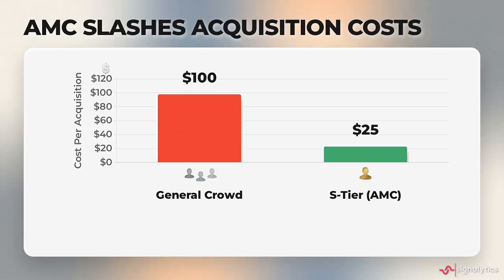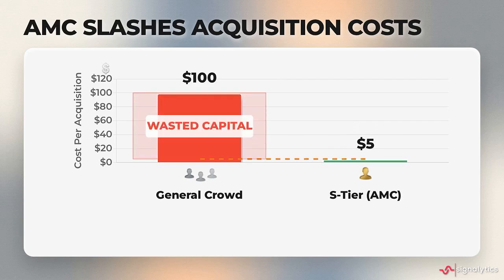The towering red bar represents the chaotic, untargeted spending required to get a sale from the general crowd, while the minimal green bar shows the exact same acquisition cost when exclusively targeting S-tier audiences through AMC.